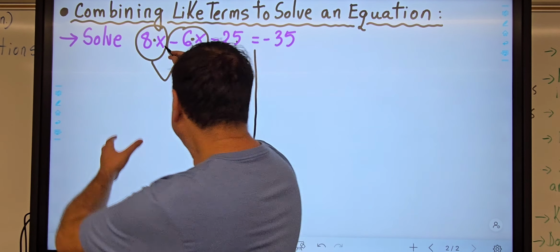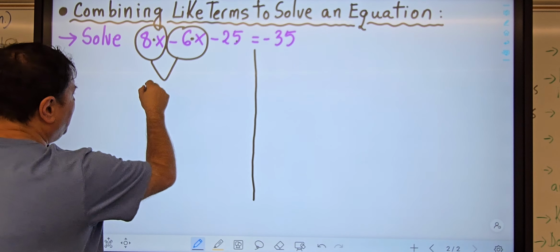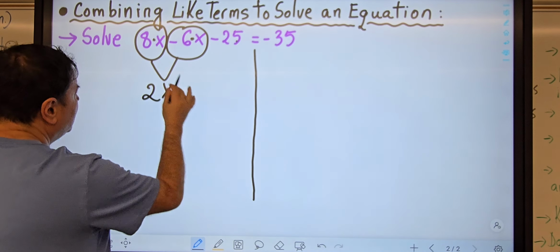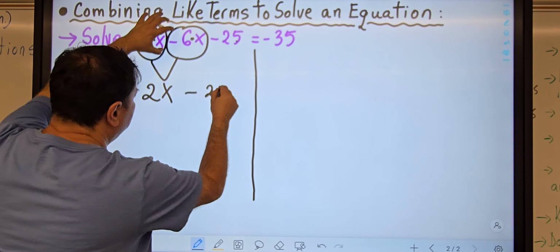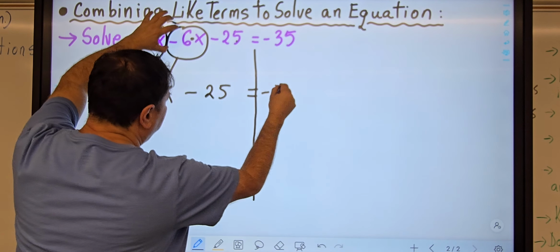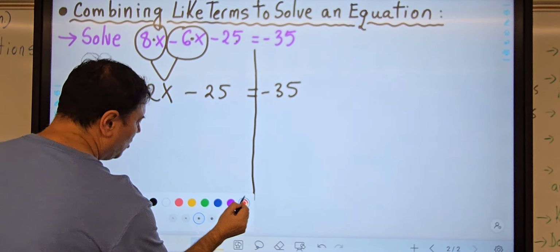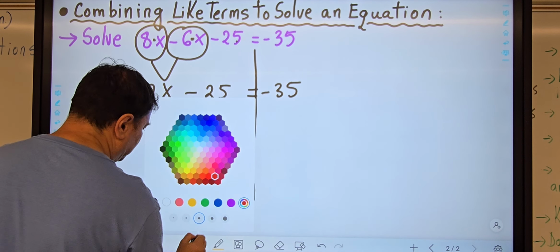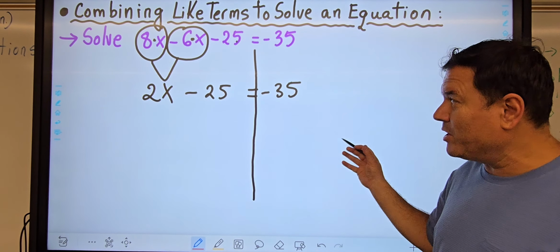So let's combine 8x, take away 6x. 8x minus 6x becomes just 2x. And now we don't have those terms anymore. Minus 25 equals negative 35. And now let's see what we have next. Okay, we have 2x minus 25 equals negative 35.